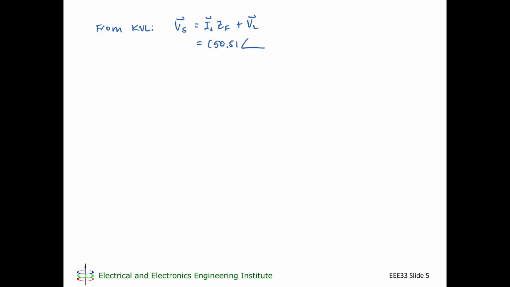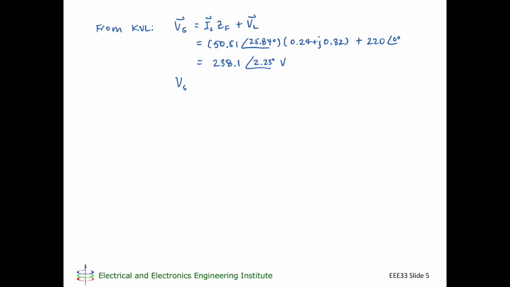So this is equal to 50.51 at an angle 25.84 degrees multiplied by the feeder impedance, which is given as 0.24 plus j0.32, and V sub L is our reference phasor. This is 220 at an angle 0 degrees. Again, keying this into my calculator, I'm going to get 238.1 at an angle 2.23 degrees volts. So I already know the answer to the first unknown.